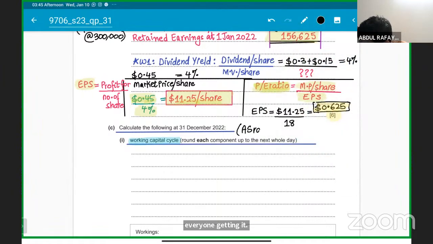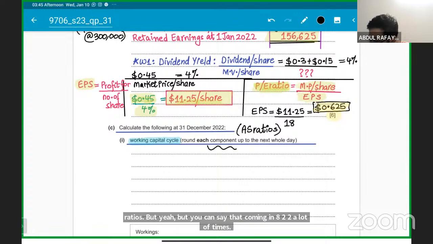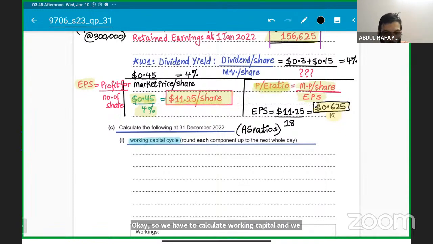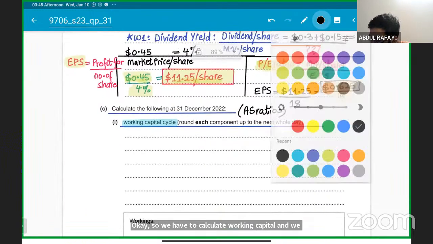So AS ratios, but yeah, you can say that coming in A2 a lot of times. Okay, so we have to calculate working capital and we have to round each component up to the next whole day.